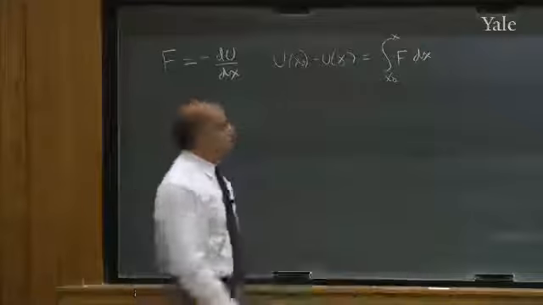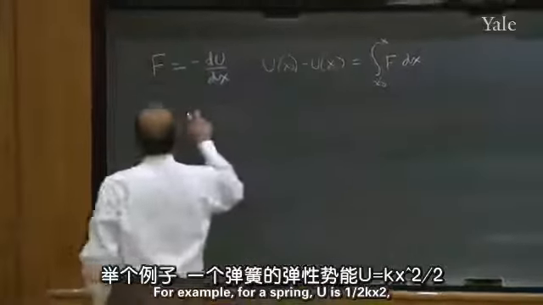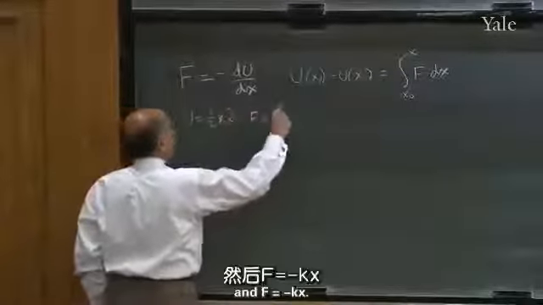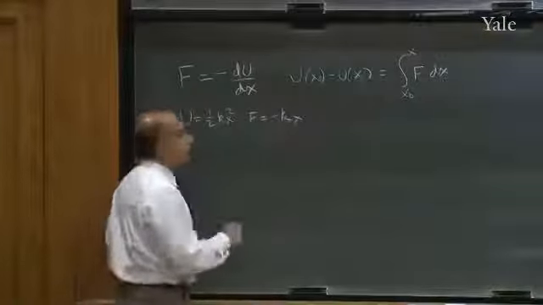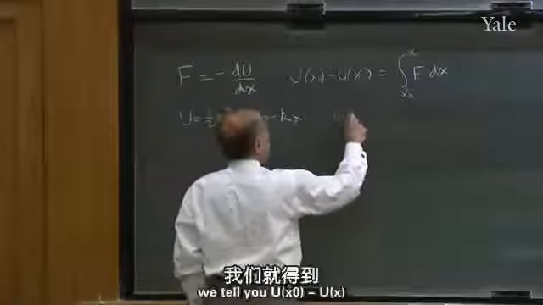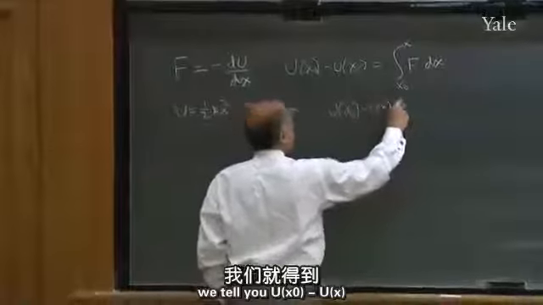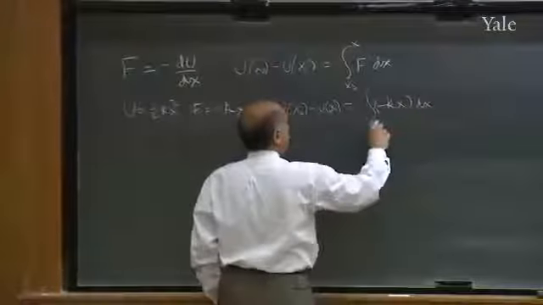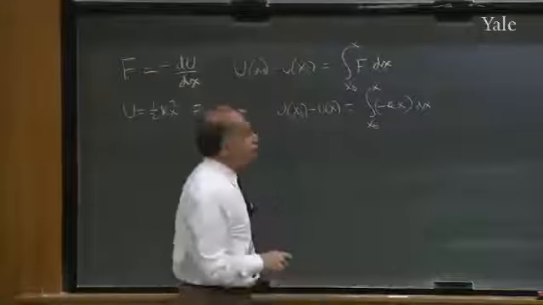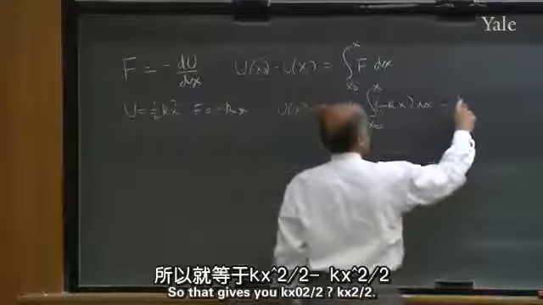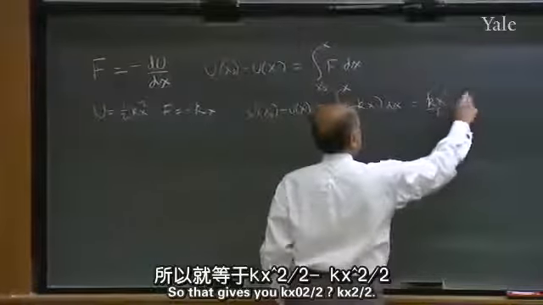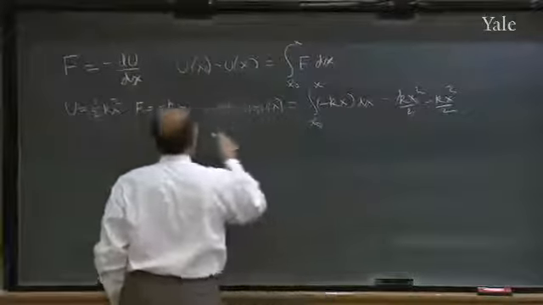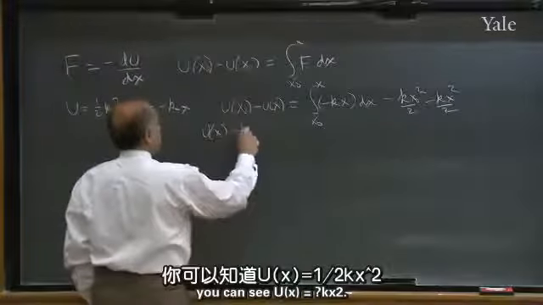This is the relation between the force as the derivative of the potential, and the potential is the integral of the force. For example, for a spring, U is 1/2 kx squared, and F is equal to minus kx. And if you go to this one, it will tell you U of x naught minus U of x is equal to the integral of minus kx dx from x naught to x. So that gives you kx naught squared over 2 minus kx squared over 2. And by comparison, you can see U of x is equal to 1/2 kx squared.